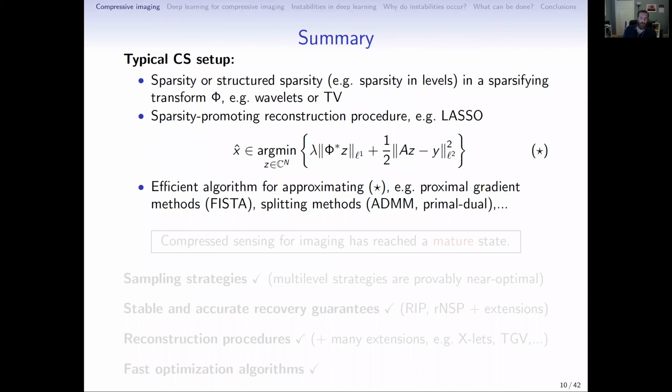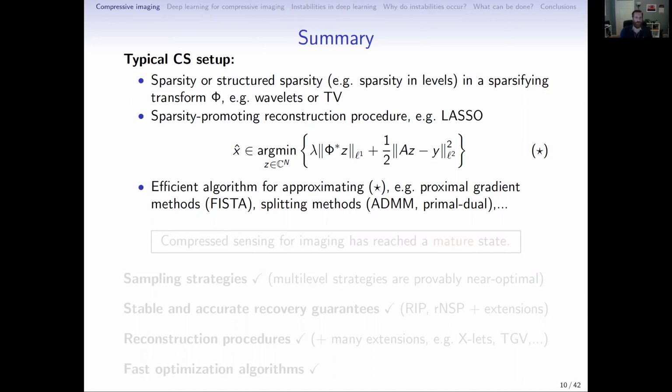So let me say a couple more things about compressed sensing. I don't want to go into too much detail, but it's useful to introduce a few terms that might crop up in various places later. So in half a slide, how does compressed sensing work? It basically requires three stages. We first choose a model. So we assume some kind of sparsity or structured sparsity in a sparsifying transform, for example wavelets or discrete gradient or something like that.